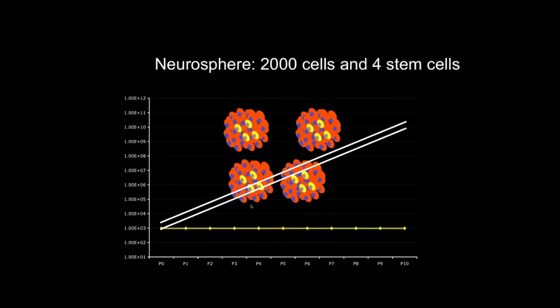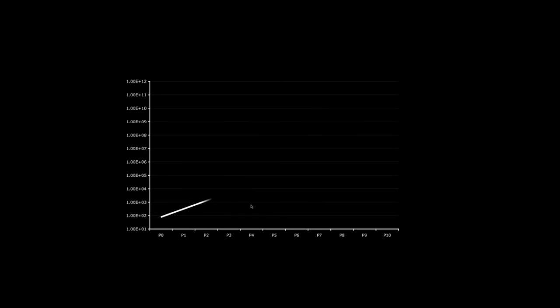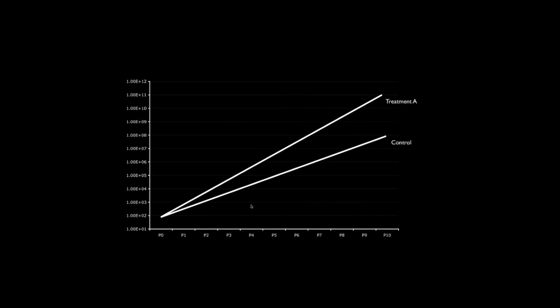Now, what if each sphere has 2,000 cells? What does my growth curve look like? Well, the growth curve looks like this. And so the slope of the growth curve doesn't change, but rather the elevation of the growth curve changes, and the y-intercept changes as well. So now we actually have a method by which we can serially passage cells. We can have our control conditions and some sort of treatment conditions. And we can take something as simple as looking at the slope of the line to estimate the number of symmetric cell divisions.